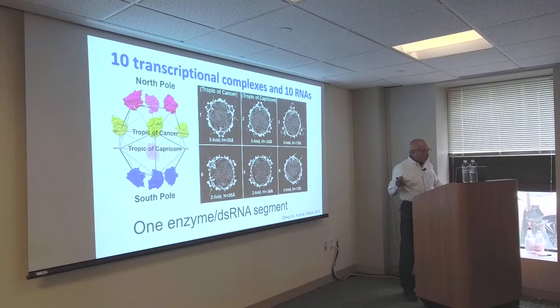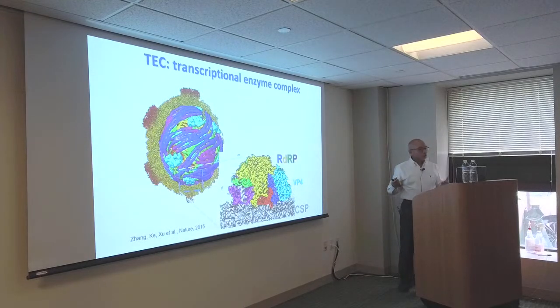The idea is to take advantage of this ability to visualize the RNA inside. Just to convince you, you can get high resolution if you focus on this region, using what we call subparticle reconstruction. This is the RNA-dependent RNA polymerase. This complex contains two proteins, VP4 plus the polymerase itself.